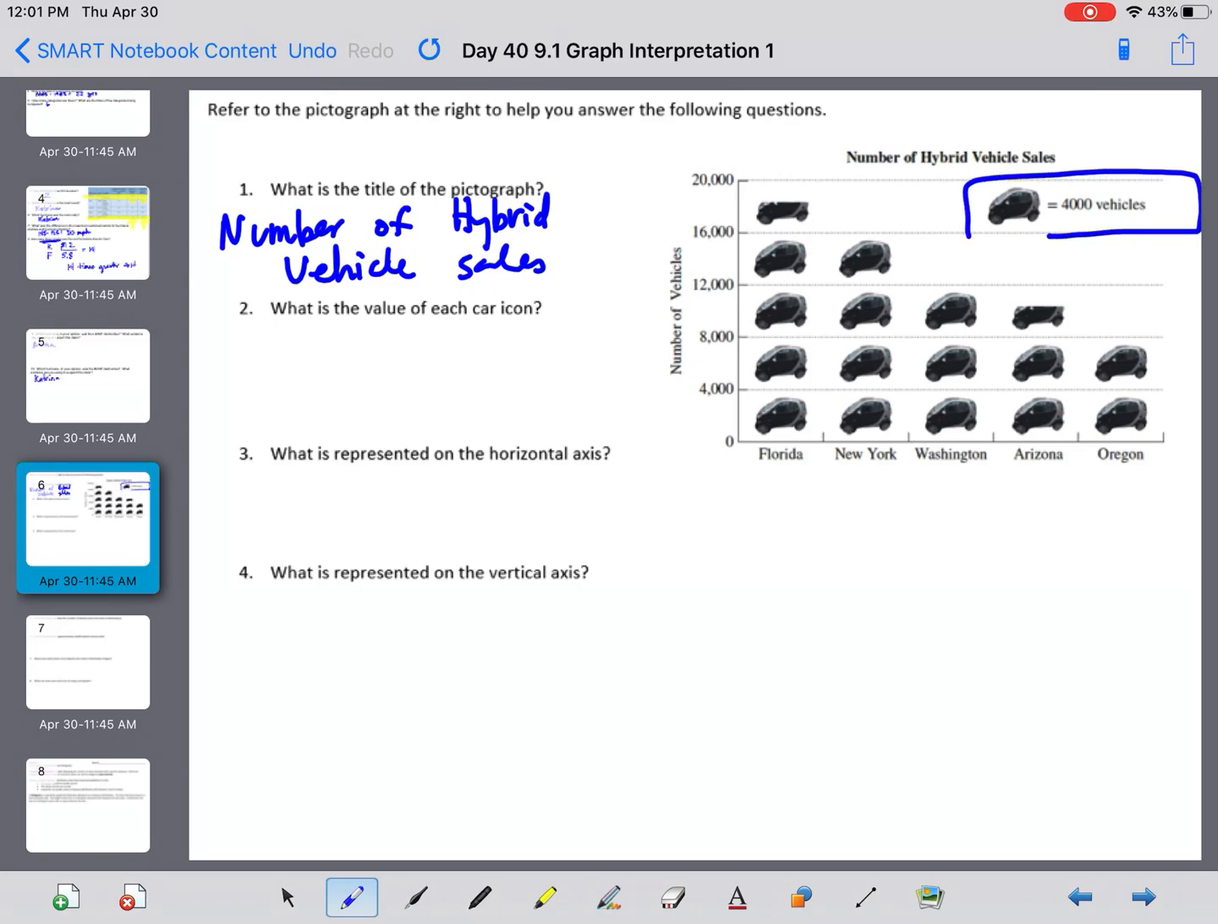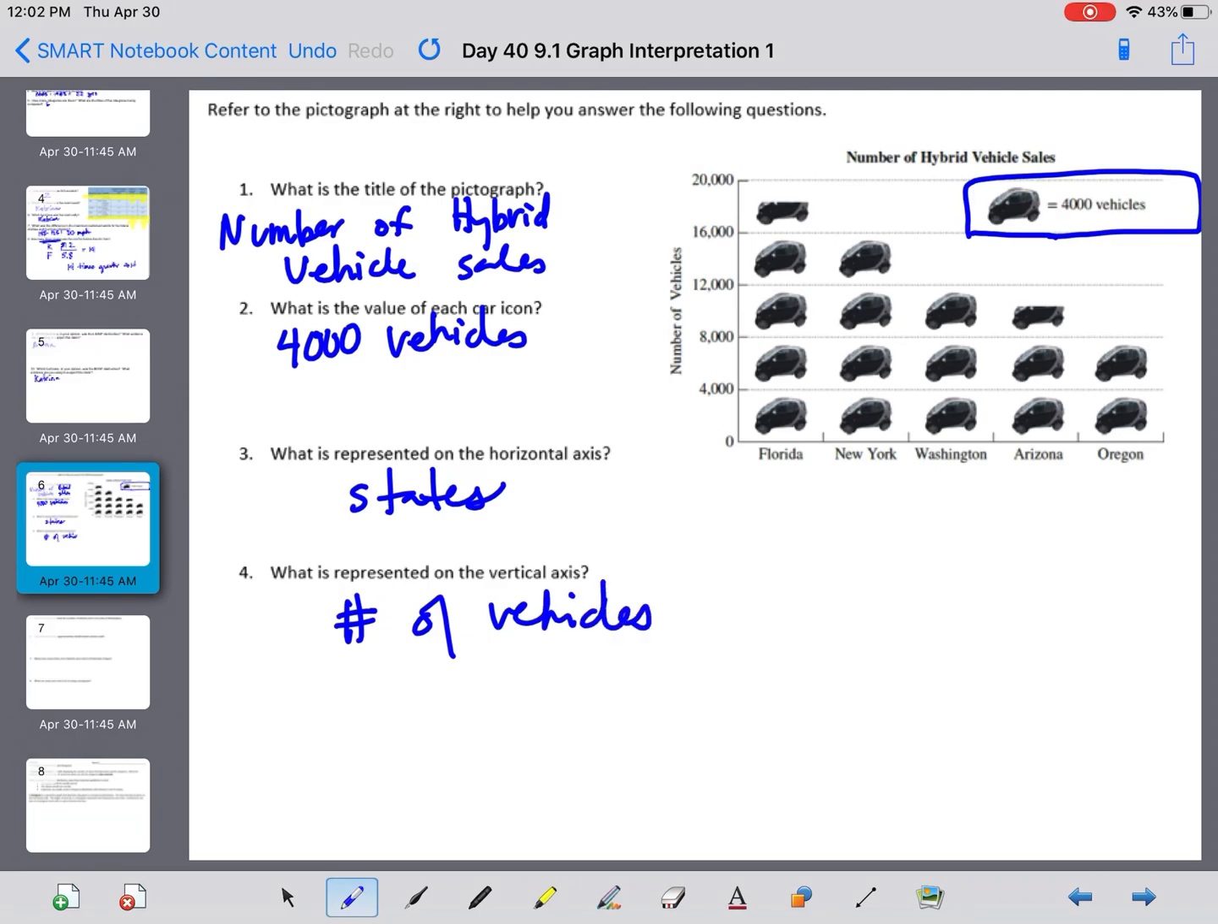What is the value of each of the car icons? So here's my little key off to the side. And I can see that one car is equal to 4,000 vehicles. So every time I see one of those cars, I know I'm going to be working with a total of 4,000 vehicles. And what's on our horizontal axis here, it looks like the different states that we're looking at. It's not all states, but it's a handful. It's a selection. And what is represented on the vertical axis, this is our number of vehicles.